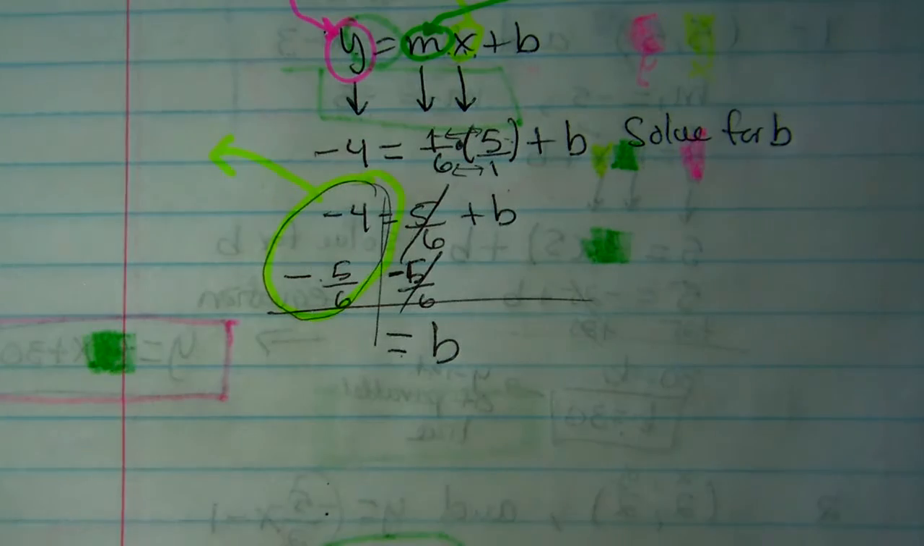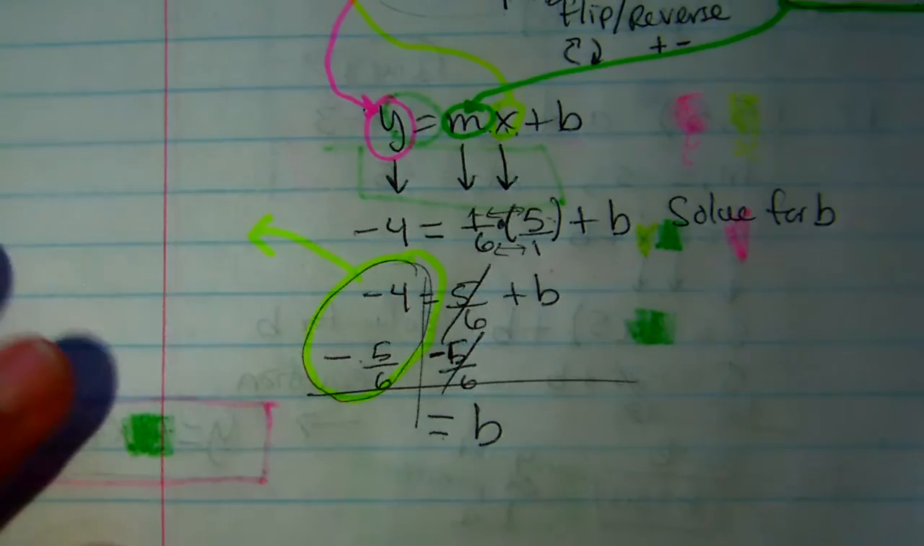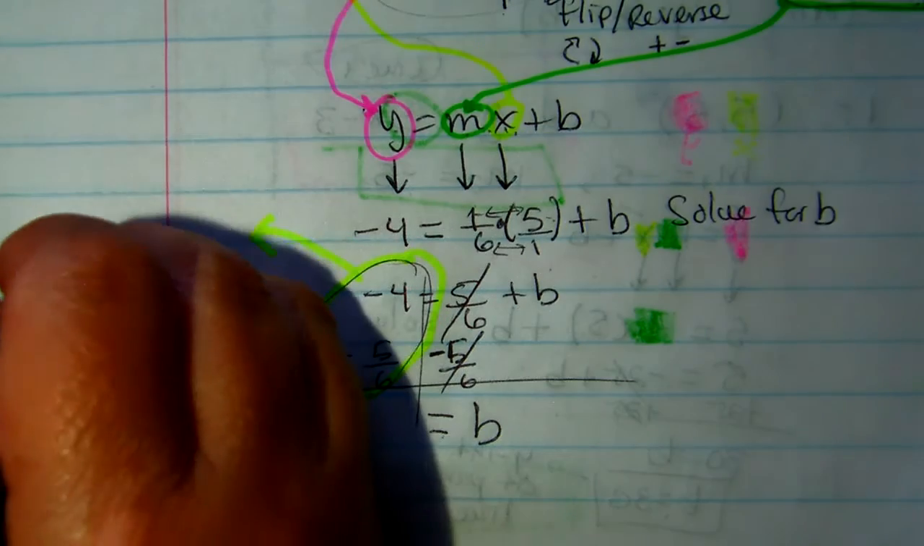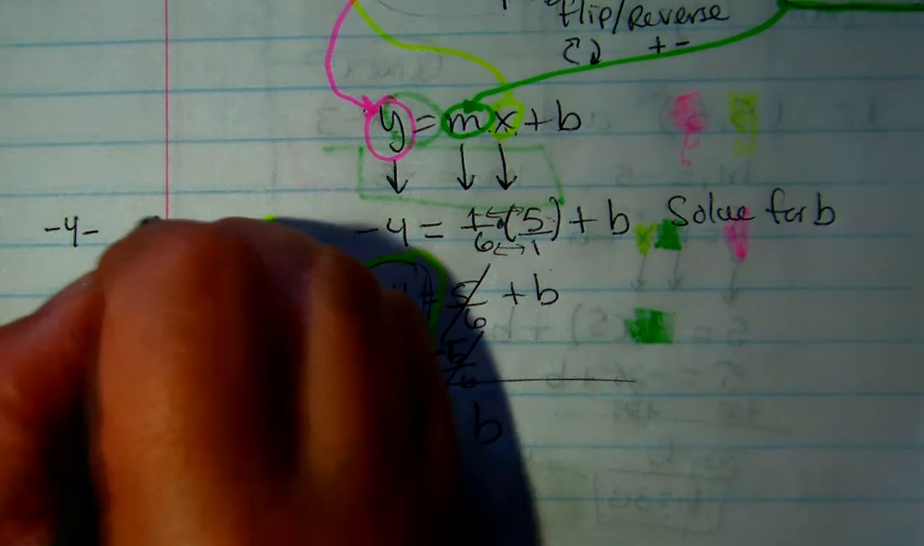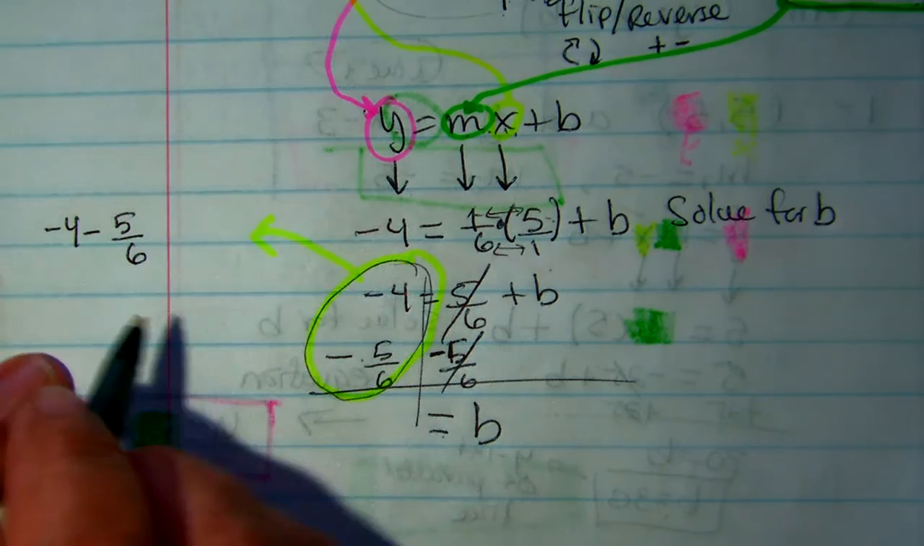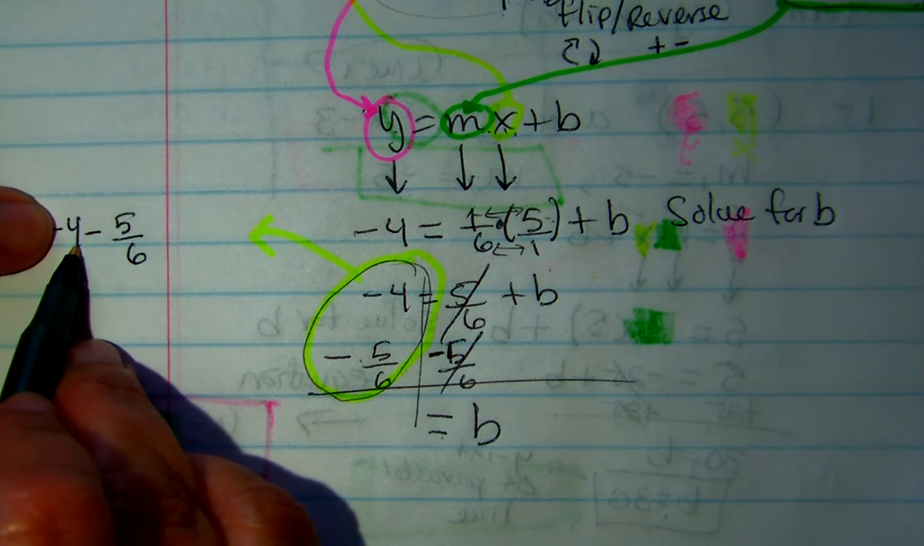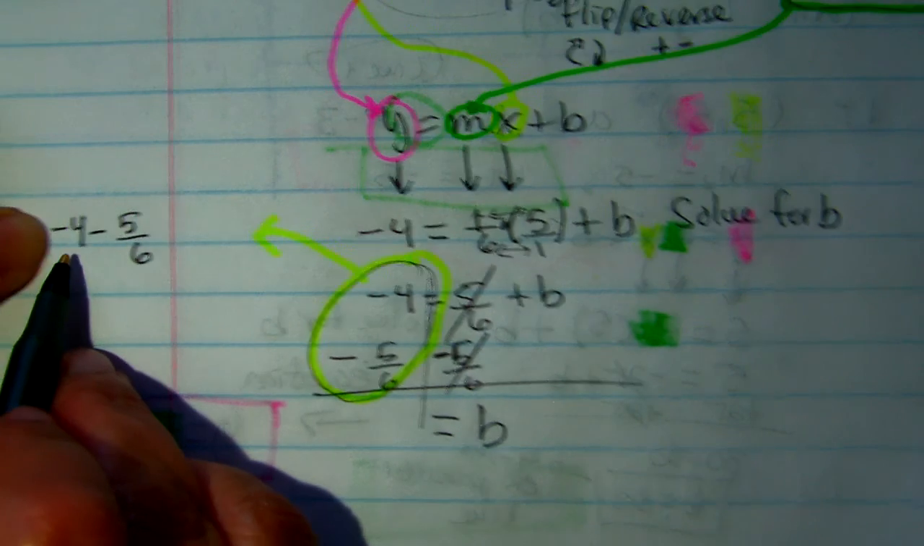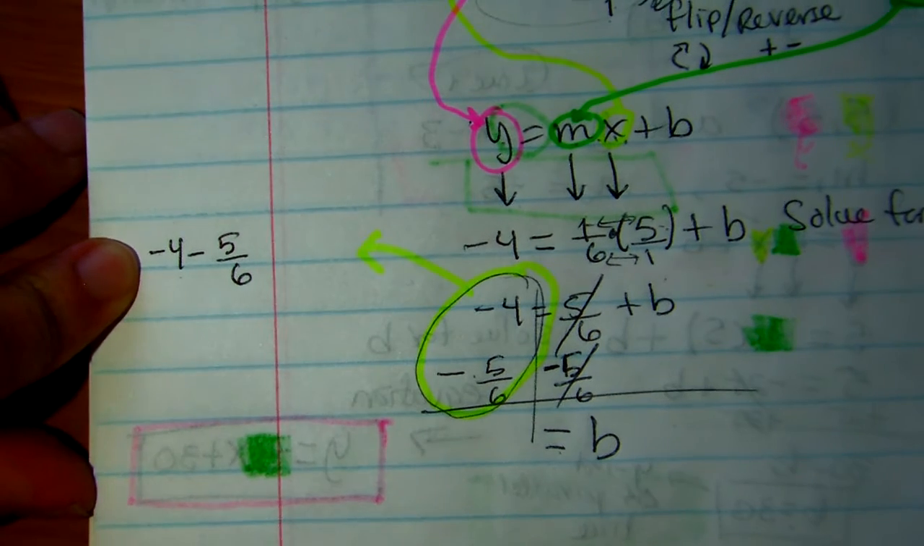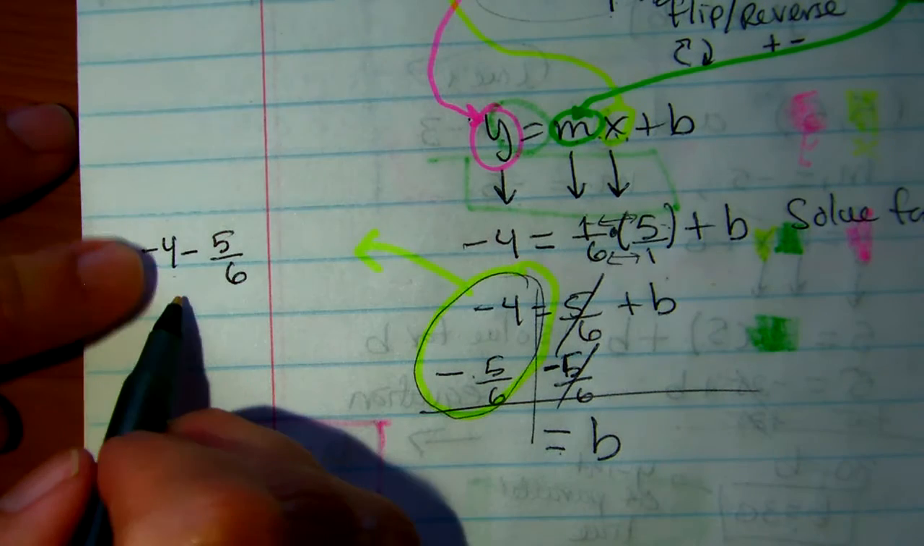Remember, we have to practice how to do these operations with fractions and integers. So you have negative 4 minus 5 over 6. If you have 6, it means that you have to convert this integer. Remember, it's an integer, even though it's a negative. You have to convert it to sixths. So how do you do that?